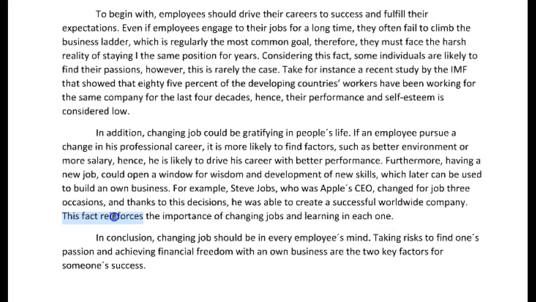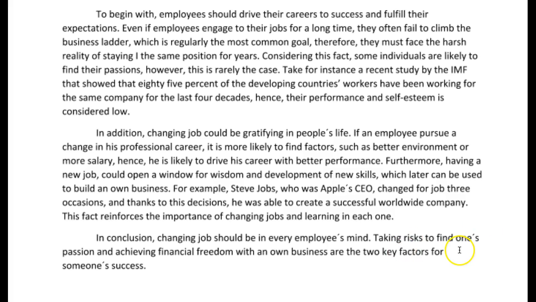Good, I like your summarizing sentence here, very important. In conclusion, changing jobs, plural, should be in every employee's mind. Taking risks to find one's passion and achieving financial freedom with an own business are 2 key factors for someone's success. Good. Good conclusion there.